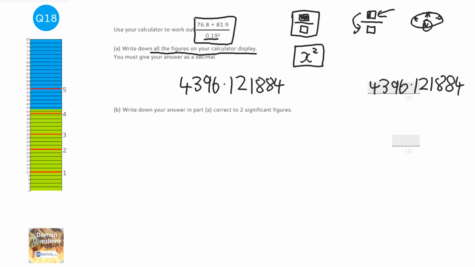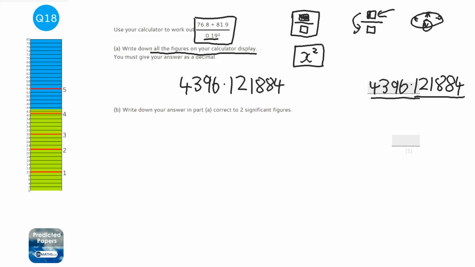Now, if your calculator is set to a mode which is going to show even more numbers, then normally six digits after the decimal point is more than enough. They won't require you to go to 100 or 200 decimal places. On this question, that's actually an exact amount.